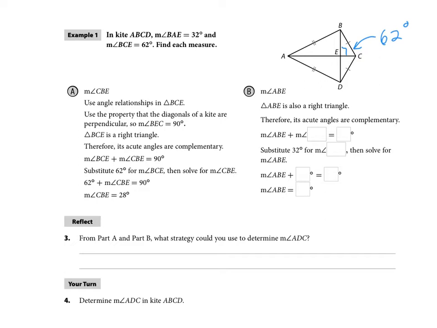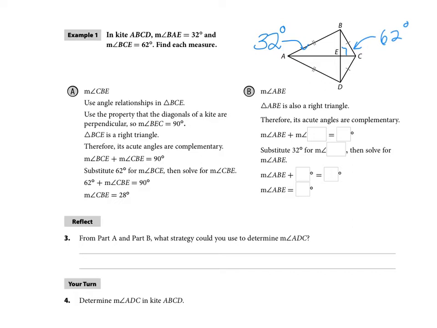Then for part B, if we're filling it in, now we want to find angle ABE, so that's that upper corner, the other part to that angle, and so that is going to be using the other piece of information we were given, which to begin with was that this angle here, BAE, is 32 degrees.